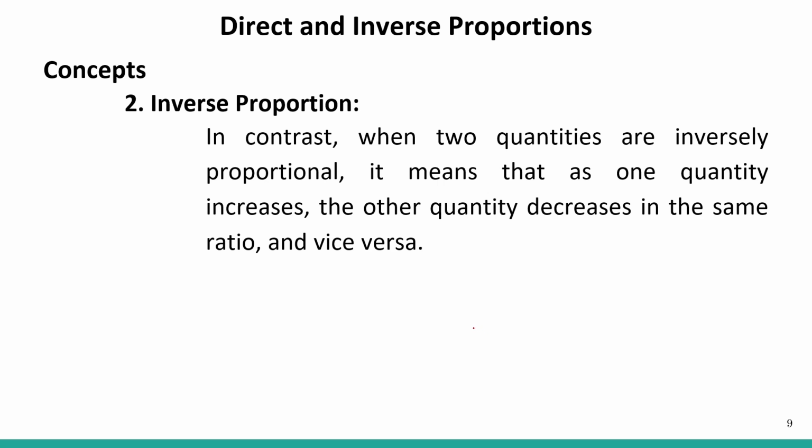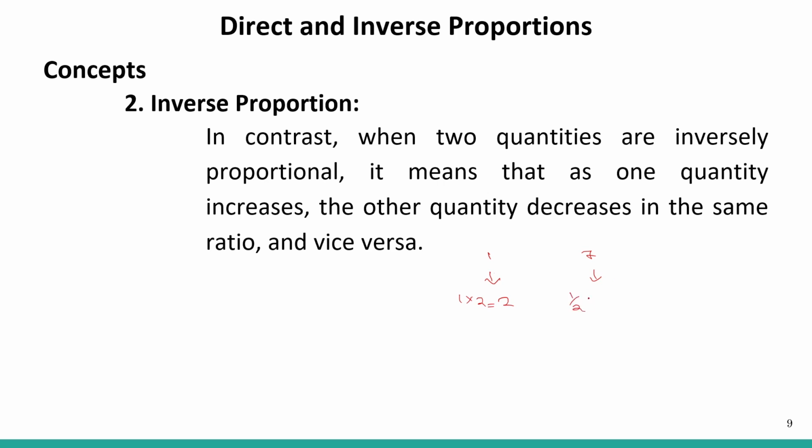Let's see the next concept, that is inverse proportion. In contrast, when two quantities are inversely proportional, as one increases, the other decreases in the same ratio, and vice versa. If the first one decreases, then the second one increases in the same ratio. Then we say that the two quantities are inversely proportional. If you have two numbers, let's say 1 and 7, and 1 becomes double, so 1 into 2 is 2, then 7 becomes 7 by 2.